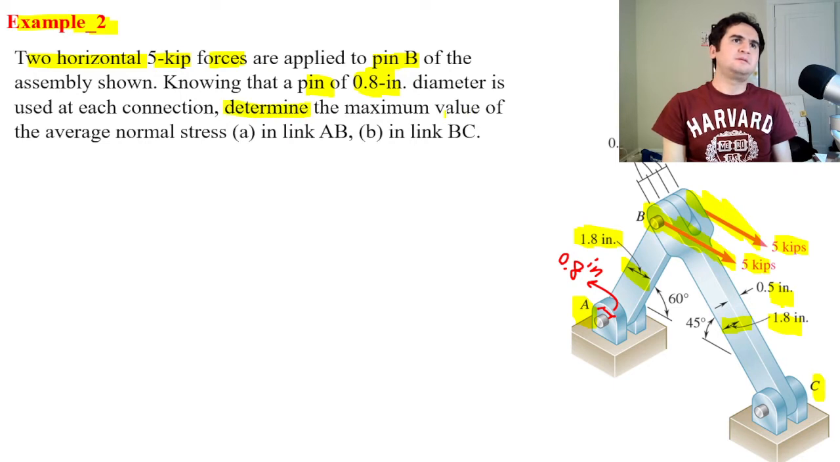Determine the average normal stresses in link AB and link BC. So again, we do need to calculate the forces. First of all is drawing an accurate free body diagram for the whole structure. Then as soon as we have the free body diagram, we can get our forces from it, and force over the cross-sectional area gives us the stresses.